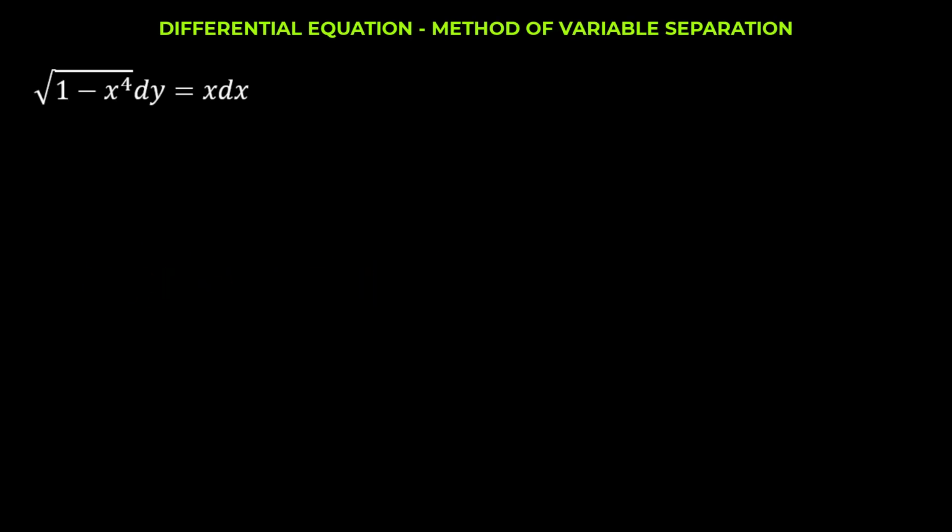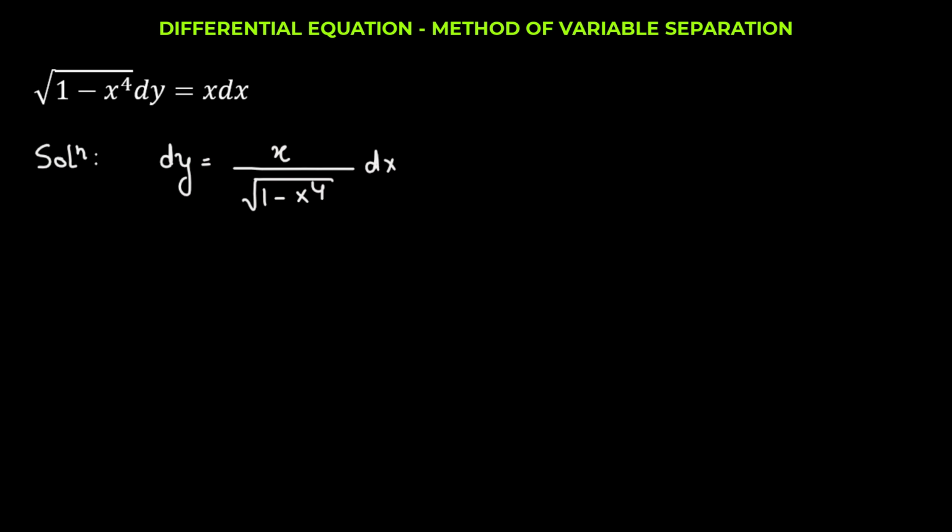Problem number 6. Here we have the differential equation square root of 1 minus x to the power of 4, all multiplied by dy, equals x dx. Now we're going to separate the differentials. That gives us dy equals x divided by the square root of 1 minus x to the power of 4, multiplied by dx, and this is in the separable form.